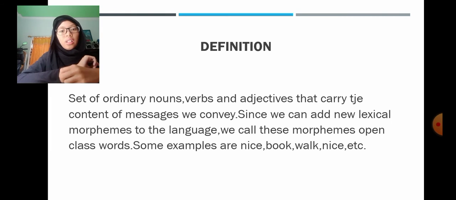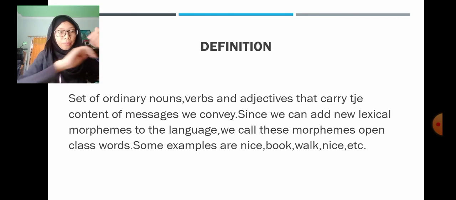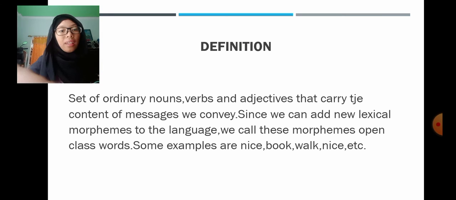This is the definition. Lexical morphemes are morphemes whose set of ordinary nouns, verbs, and adjectives carry the content of the message we convey. Since we can add new lexical morphemes to the language, we call these morphemes open class words. Some examples are nice, book, walk, etc.